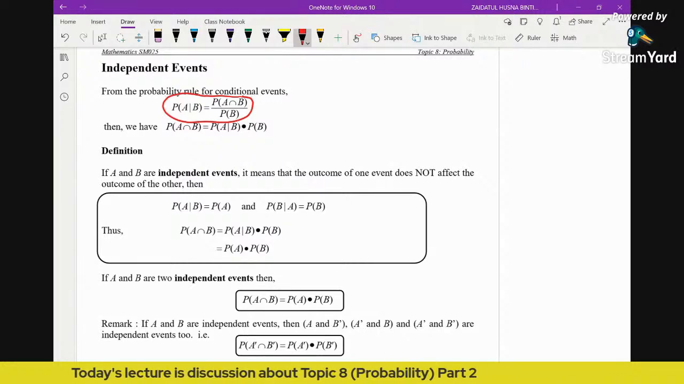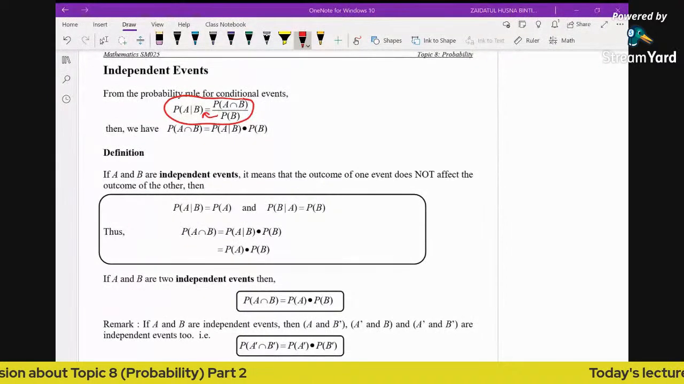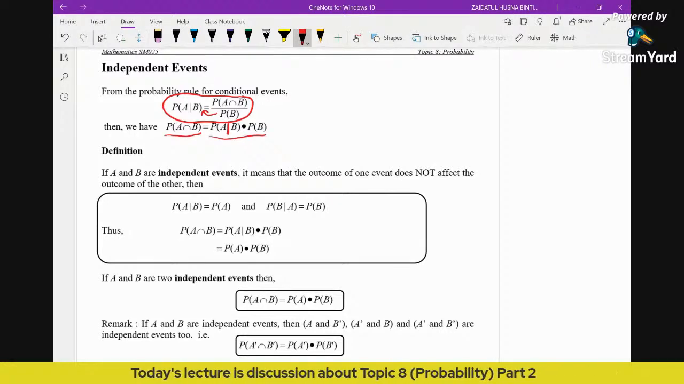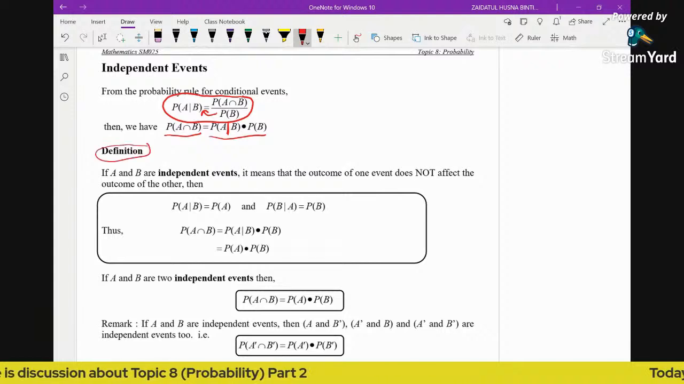So if you cross multiply, and by writing A intersect B as the subject, we will have probability of A given B multiplied by P(B). So this is what we will get.